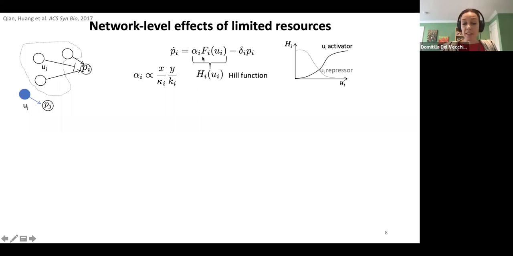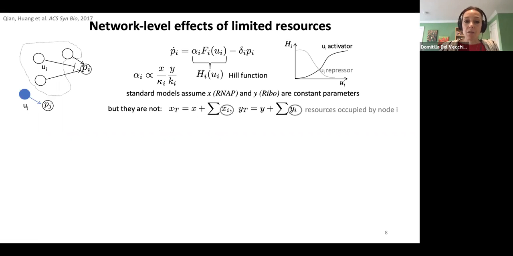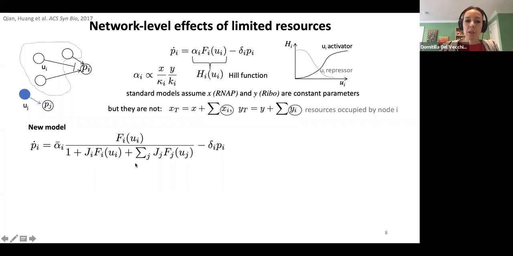Something interesting that is often assumed is that there are some constants in front of this Hill function, which are actually proportional to the amount of RNAP and ribosomes. But these are not constant variables. They follow a conservation law: the total amount of RNAP and ribosomes is conserved. So if you take this into account and put it back in this model, you will find that the true regulatory function is not just your Hill function. Something more complex pops up.